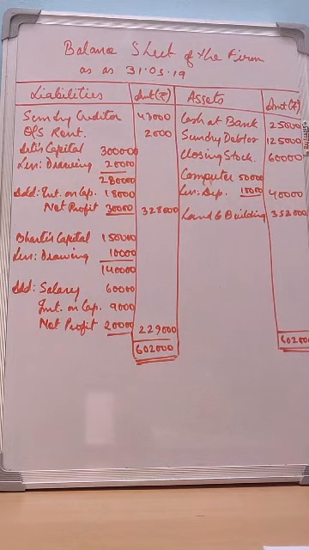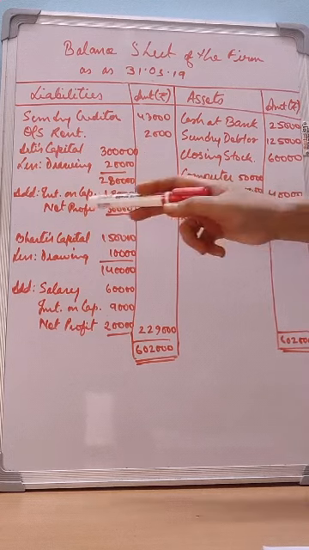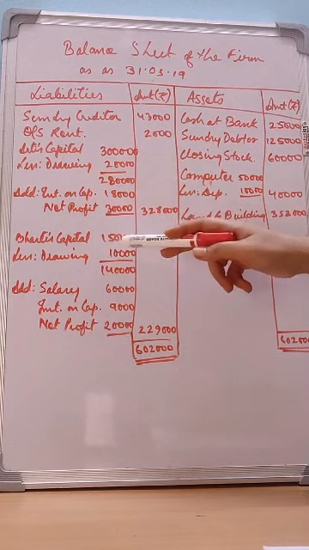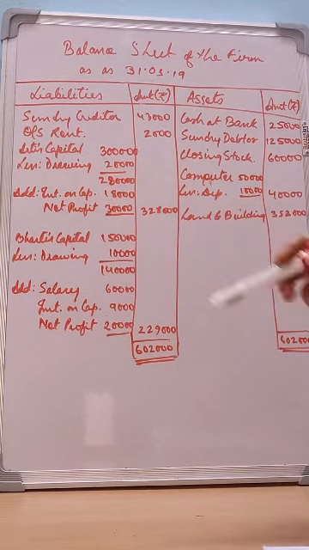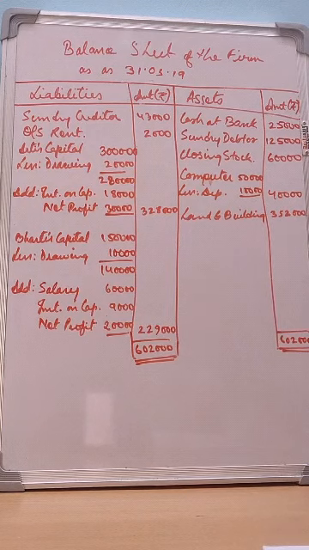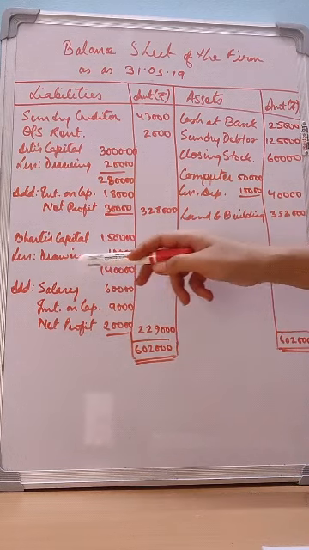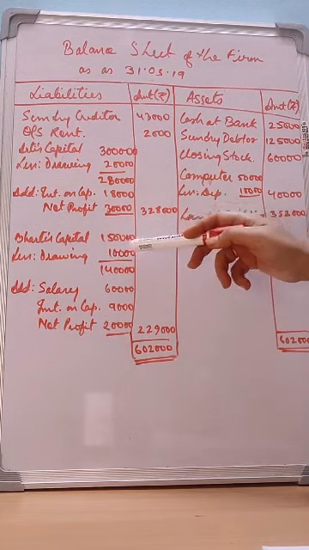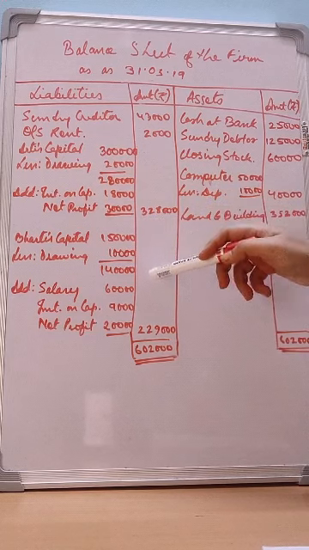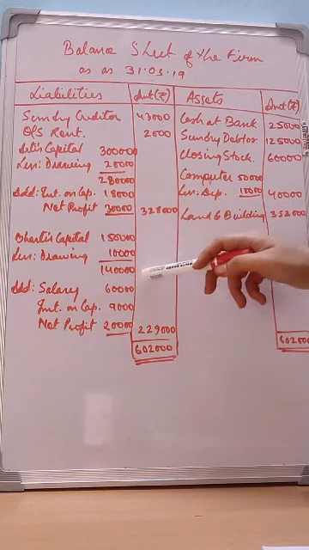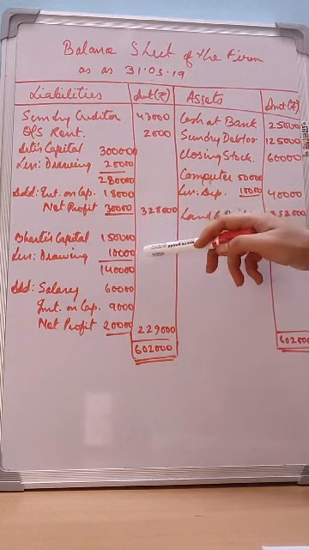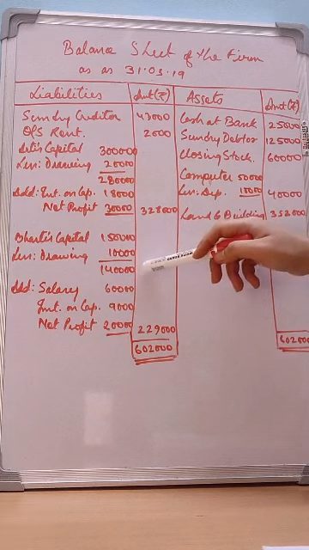Now let us come to Bharti's capital. The opening capital of Bharti was 1,50,000. Bharti's drawing you will see in debit balance in the trial balance, the last item, Bharti's drawing is rupees 10,000. So we will bring that drawing here because we need to deduct drawings from the capital. So 1,50,000 minus 10,000 equals 1,40,000.